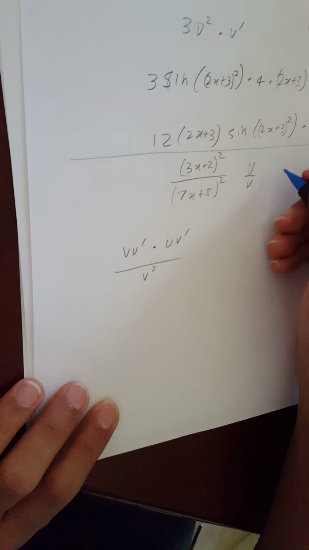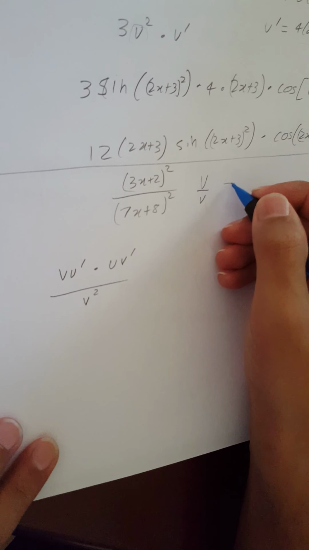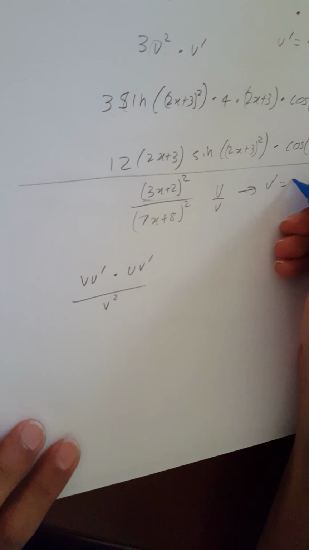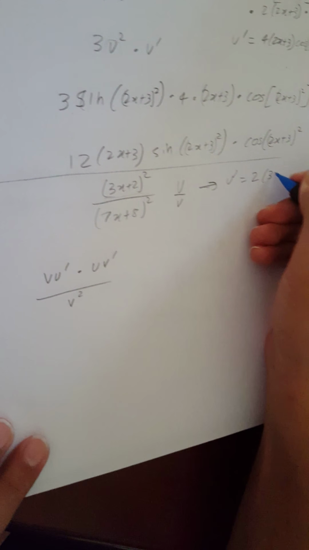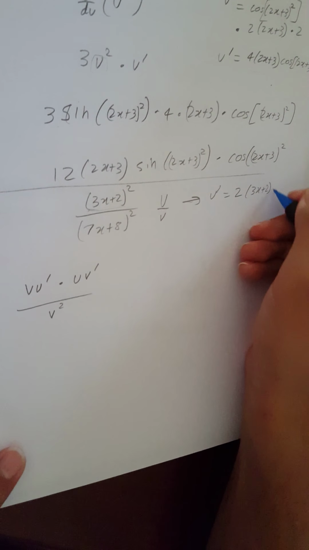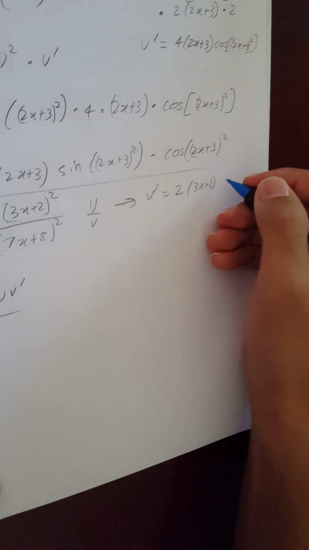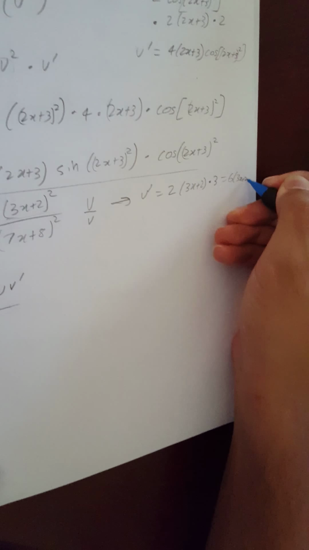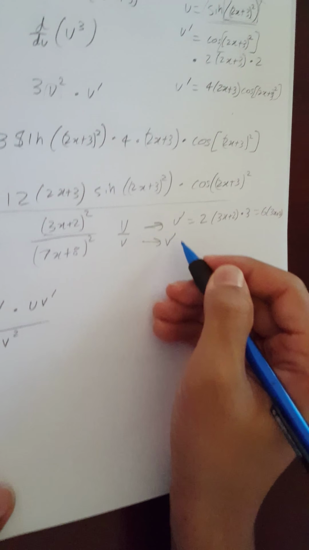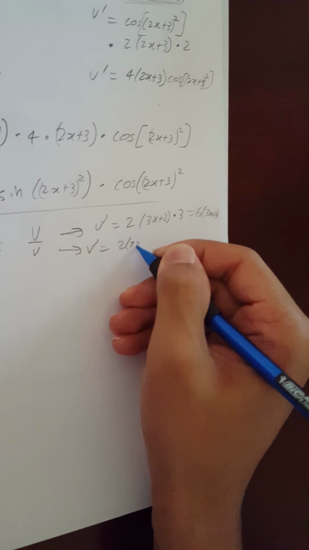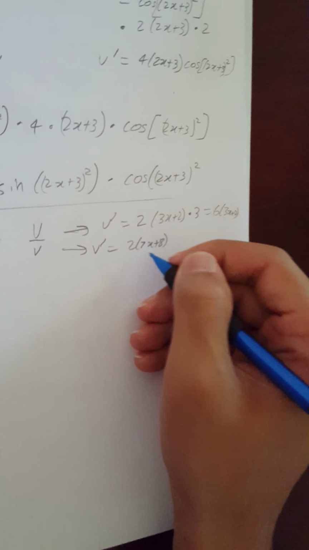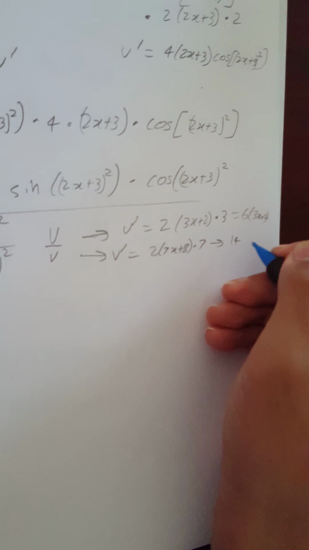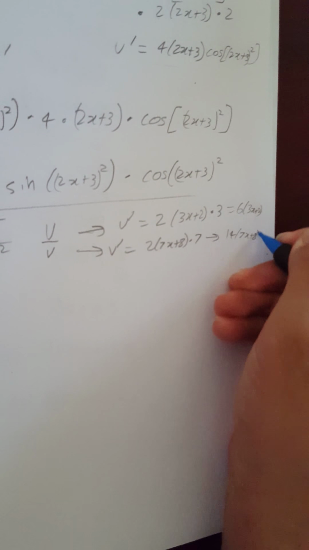So we know u prime, if we send u to u prime, is equal to the derivative of (3x plus 2) squared, which is just 2 times (3x plus 2) times the derivative of the inside, which is 3, which becomes 6 times (3x plus 2). v prime equals 2 times (7x plus 8) times the derivative of the inside, which is 7. So that's equal to 14 times (7x plus 8).